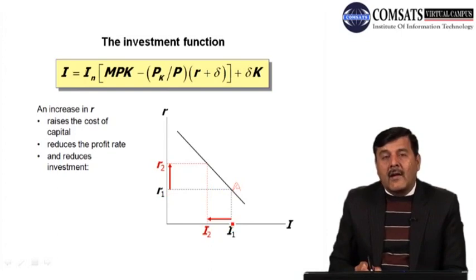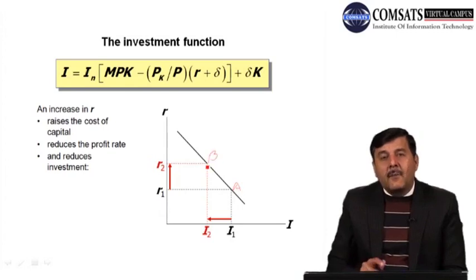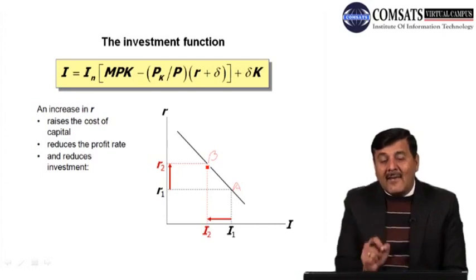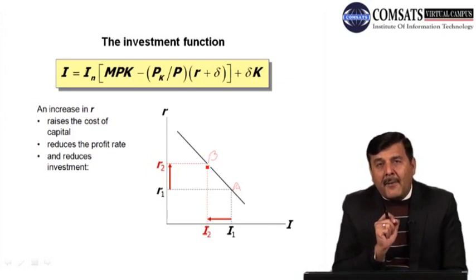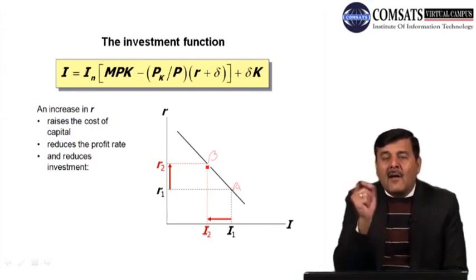Now suppose the rate of interest goes up from R1 to R2. What is happening at point B? The rate of interest has gone up from R1 to R2, and investment goes down from I1 to I2. So an increase in R raises the cost of capital. What will happen to the cost of capital?